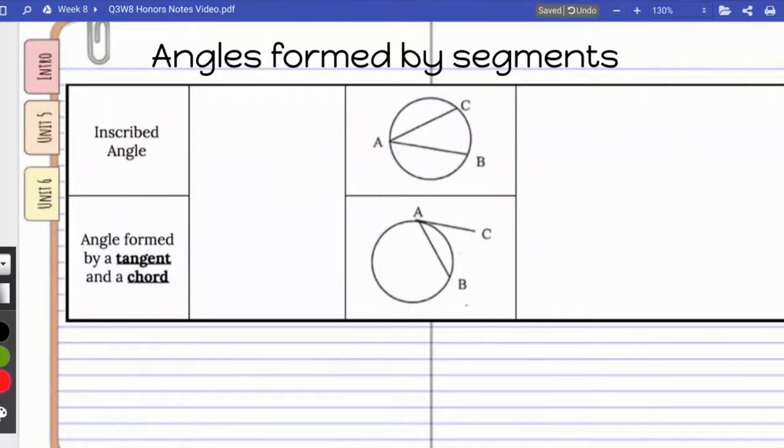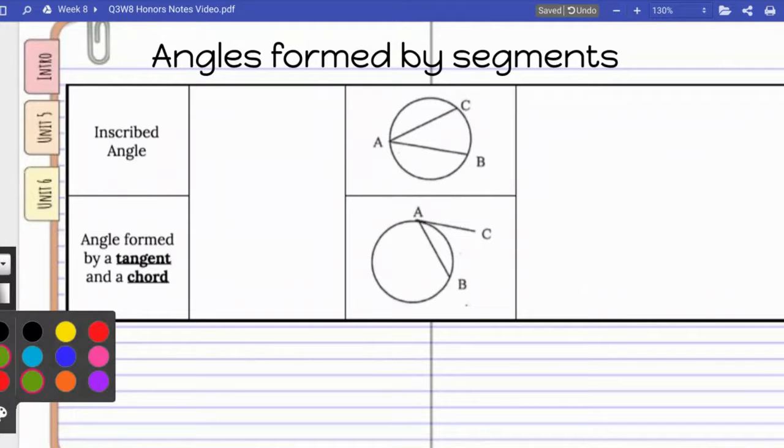So these two angles, even though they're different, an inscribed angle has two chords, whereas this other angle is a chord and a tangent line. What's the same about them is that their vertex is located on the circle. So your vertex is on the circle on both of those. So they're going to follow the same rule. The inscribed angle is the easiest to see.